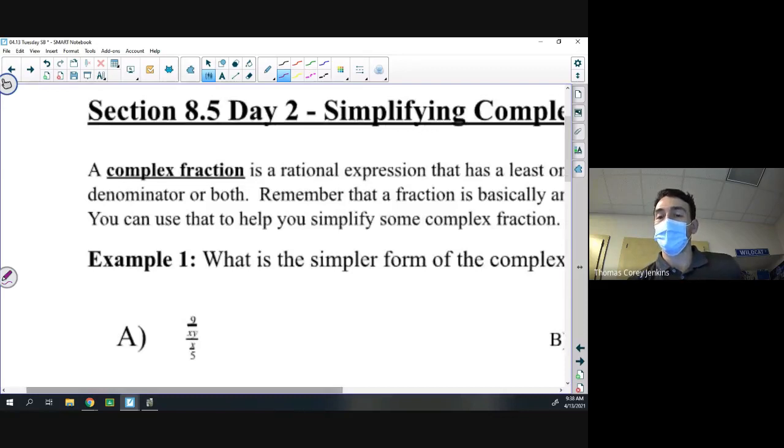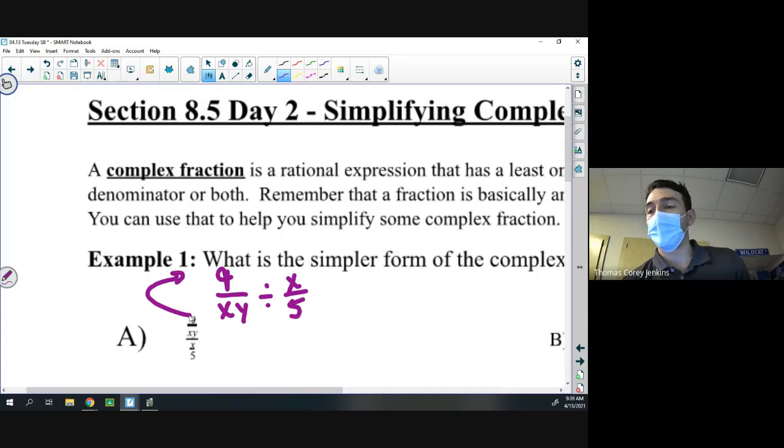biggest thing to understand is that this problem right here could be written as 9 over xy divided by x over 5, right? I think it's obvious when we write it out that that's what it means, but a lot of times we just forget. When it's written out like that, it looks like an 8-4 example. So then we remember that to divide by a fraction means to multiply by its reciprocal. So that's kind of how we handle that.